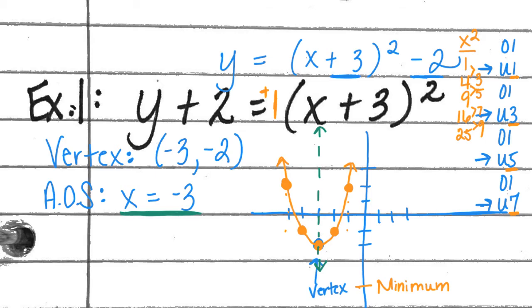So we have learned how to find the vertex. We've learned how to find the axis of symmetry. We've learned this very important method of graphing where we go over 1 up 1, over 1 up 3, over 1 up 5, over 1 up 7. And most importantly, we've learned how to graph our parabolas.